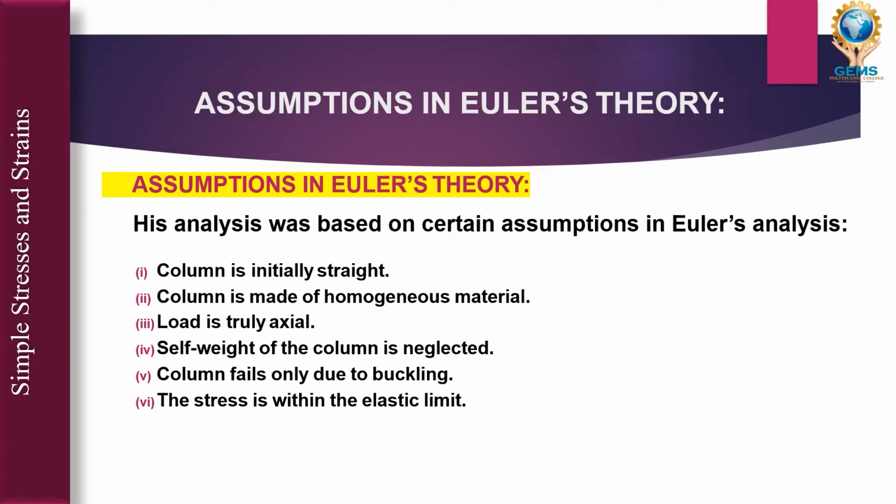The first assumption says that the column is initially straight. Actually it will not be totally straight, but they are assuming. So please keep in your mind, many things will not be so in actual, but Euler assumed everything to find the answer to the particular problem. That's why it is known as assumption. The first thing he says is, the column is initially straight.